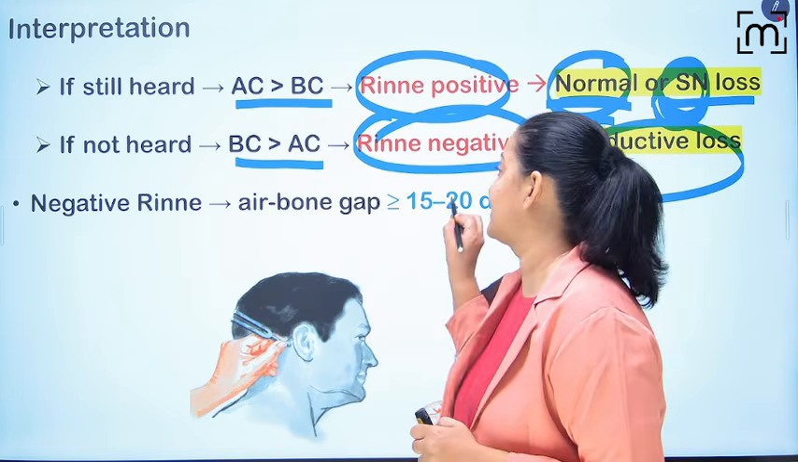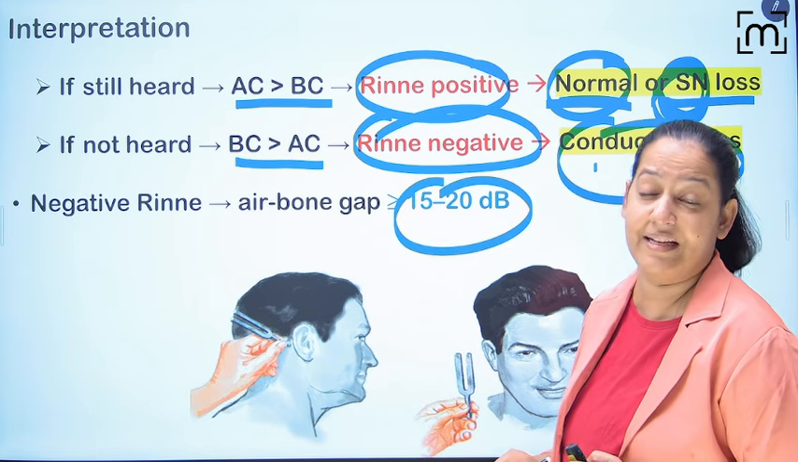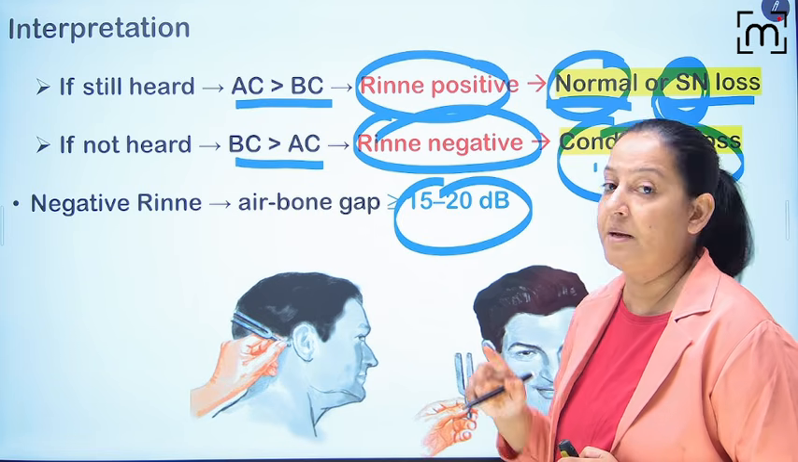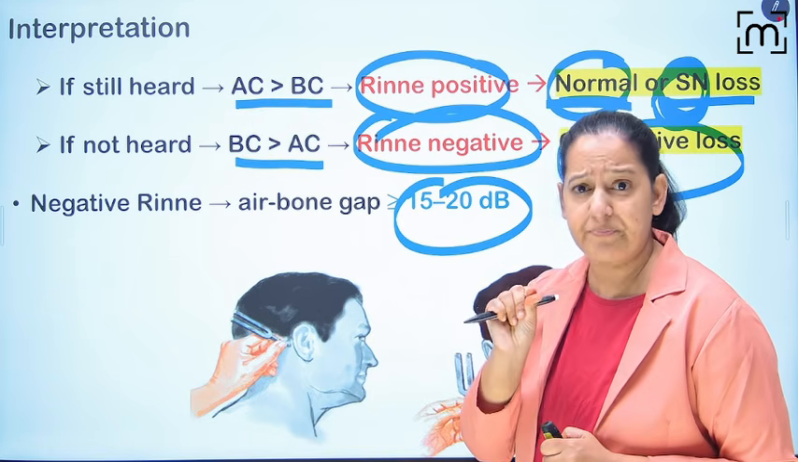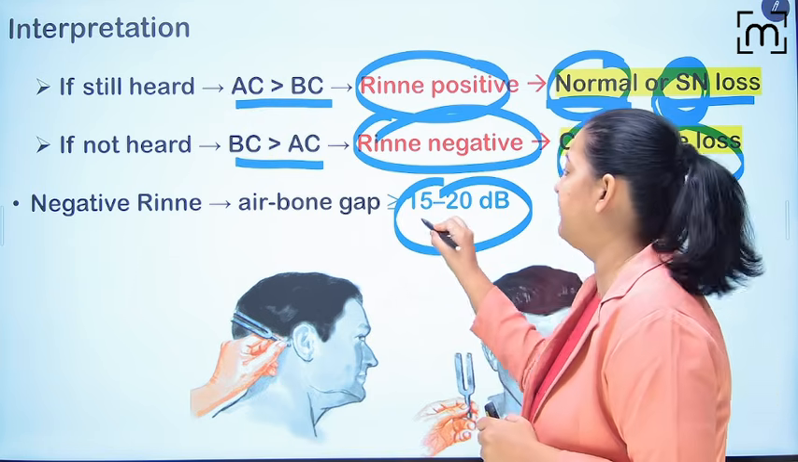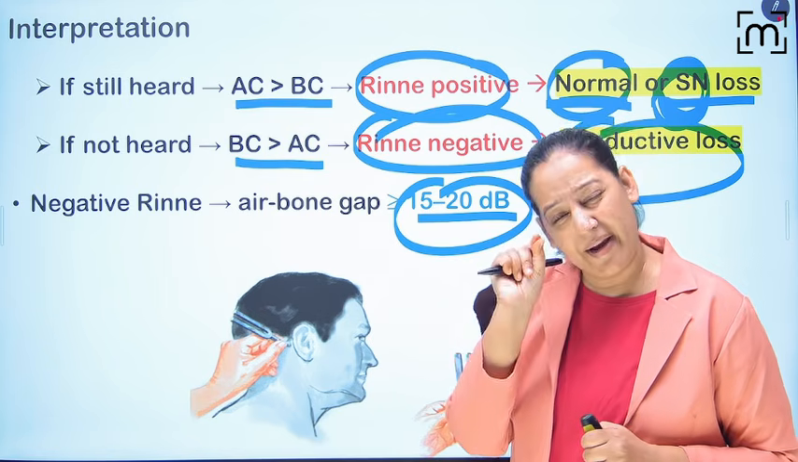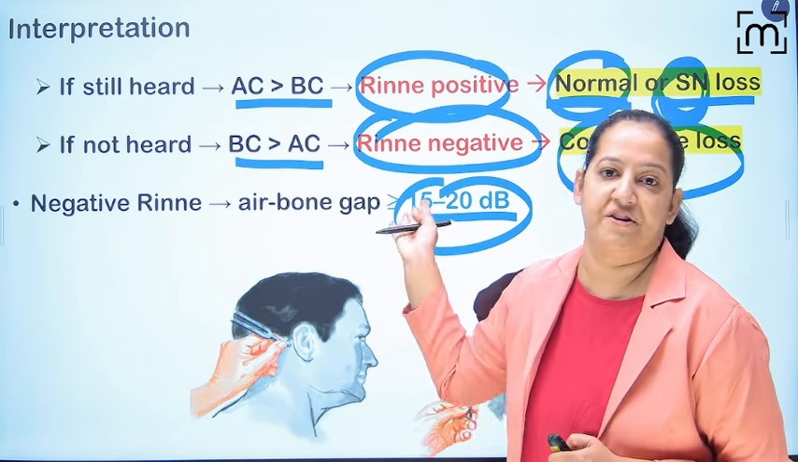But minimum deafness should be 15 to 20 decibel, below which Rinne cannot detect. With Rinne's test, the minimum deafness we can detect is 15 to 20 decibel. If someone is having minor deafness below 15 to 20, that cannot be detected over here.